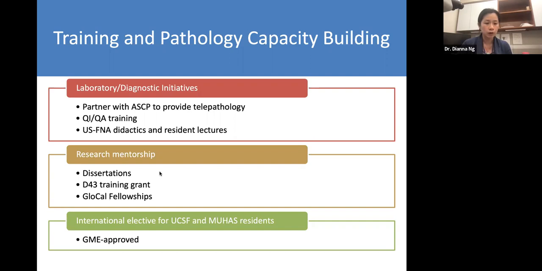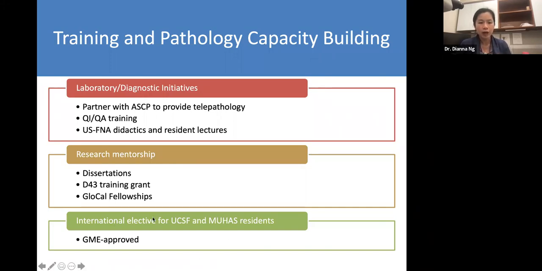The UCSF Global Cancer Program was awarded a D43 training grant. I'm one of the many mentors represented in this grant. The goal of this grant is to really train a cohort of independent cancer researchers in Tanzania. And then there's also the GloCal / NIH Fogarty Fellowships. We've had 2 Tanzanians and one trainee from UCSF, and possibly another Tanzanian who's currently on the wait list, so 3 who successfully got the GloCal Fellowship and 1 person who's been waitlisted.